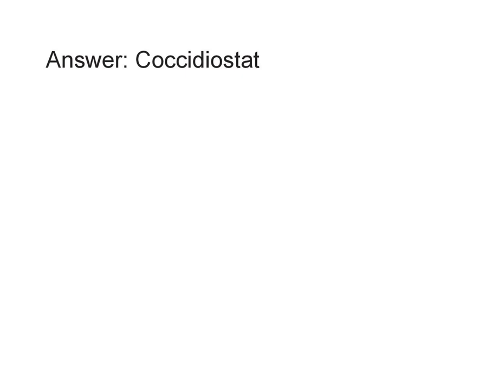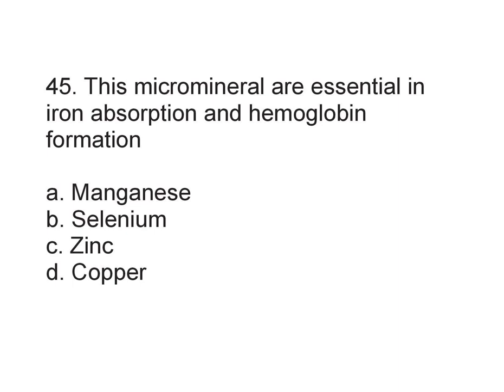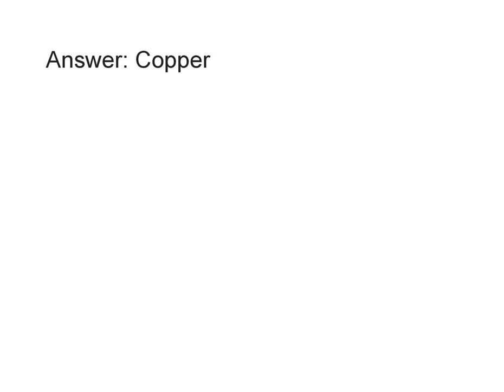Number 45. These micromineral are essential in iron absorption and hemoglobin formation. A. Manganese, B. Selenium, C. Zinc, D. Copper. The answer is copper.